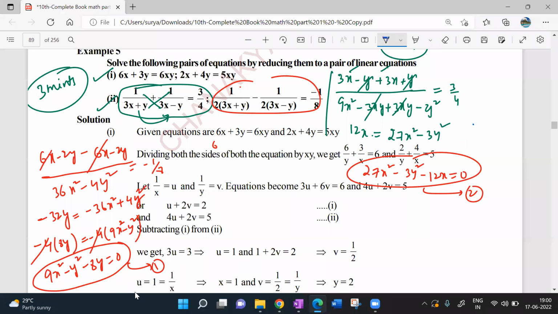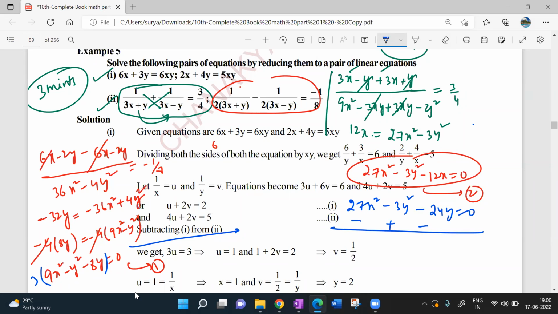Let me use a different color now. So how can you solve? The first equation I'm multiplying with 3. Okay, so 3x square, so 3 times 9, 27. Multiplying 3 on both sides. 27x square minus 3y square minus 24y is equal to 0. Subtracting. This plus minus, correct? So now this two will be getting cancelled. This two will be getting cancelled. So minus 36. You will be getting here plus, right? So minus 12x plus 24y is equal to 0.